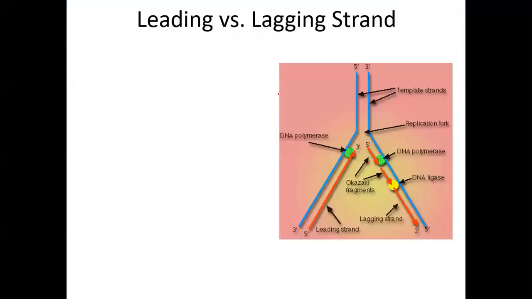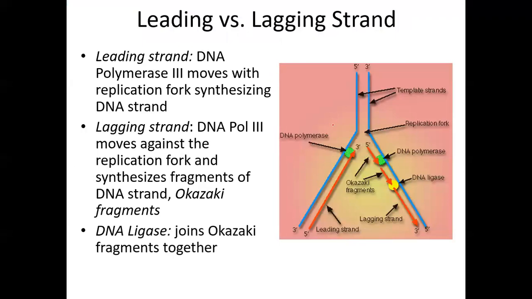So let's help you identify the leading versus the lagging strand. If this is my 5' and my 3', and helicase is going in this direction, notice that this is the 3' end of my new strand. So I can add nucleotides in that same direction.